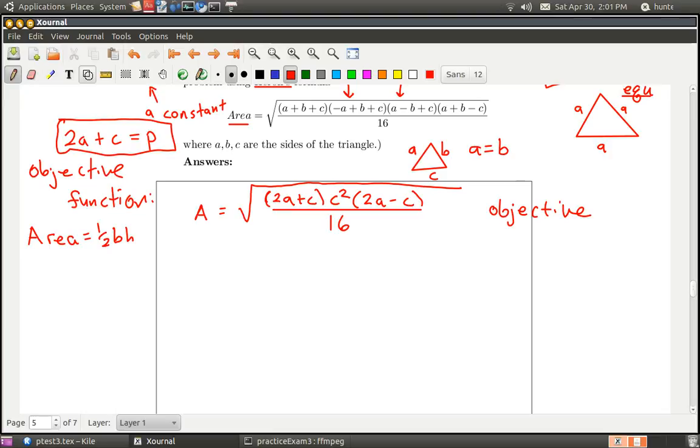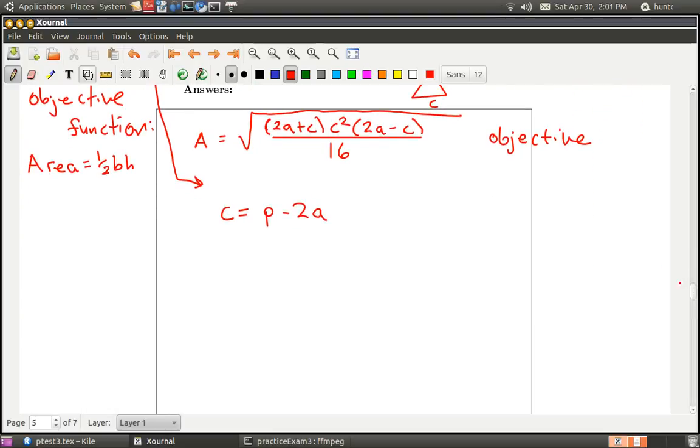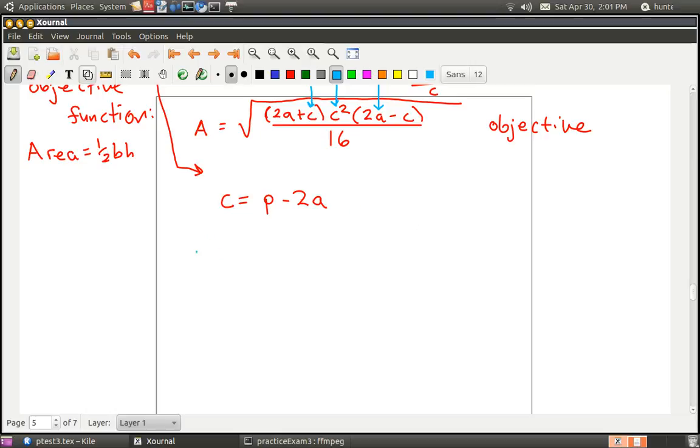Okay, and so choose the one you want to eliminate. I'm going to eliminate C. So I'm going to use the constraint equation here, and I'm going to use the fact that C equals P minus 2A. Since that's true, everywhere I see C in the objective function, I can just replace it with P minus 2A.